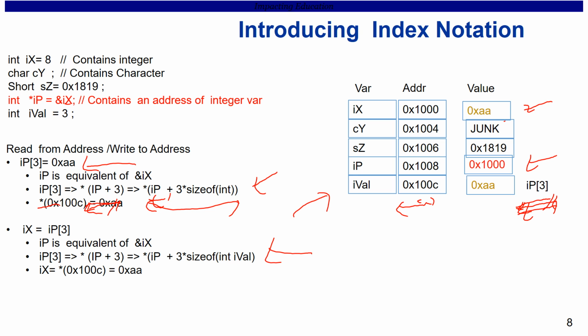Now, if you take a look at it, IP of 3 looks like you're accessing an array. Actually, it is an array. One can imagine that there is an array starting here with the 0th element at address 1000, the first element at address 1004, the second element at 1008, and the third element at 100C. Which means that IP of 0 will evaluate to IX. IP of 0 will evaluate to IX. IP of 1 will evaluate to the integer beginning at address 1004.